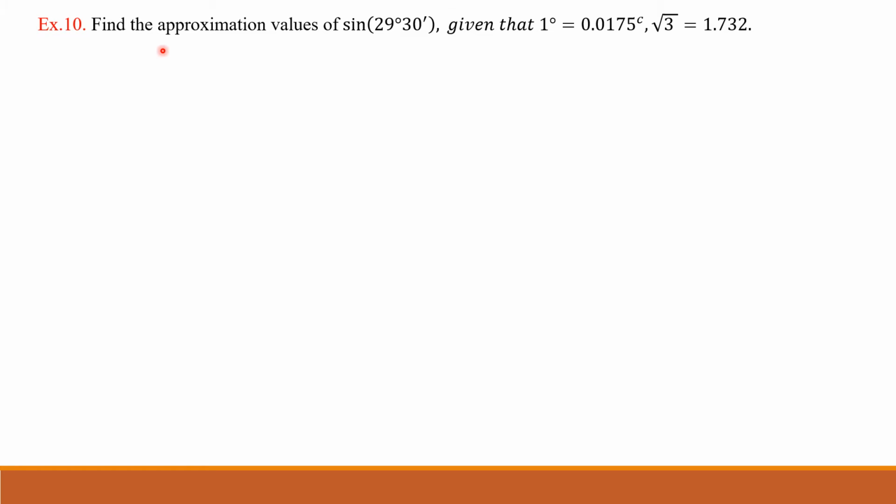Example number 10. Find the approximation value of sine of 29 degree 30 minutes. Given that 1 degree equals 0.0175 radian and root 3 is 1.732.